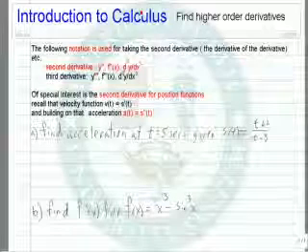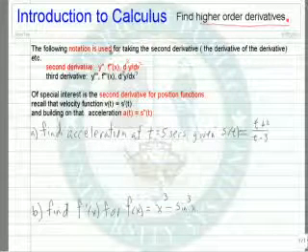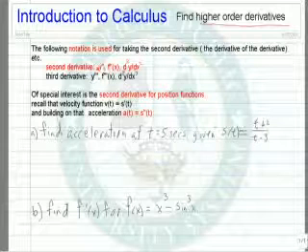We now want to look at finding higher order derivatives. The notation used for the second derivative is y double prime, f double prime of x, d squared y over dx squared. Please notice the second derivative is actually the derivative of the first derivative. We can continue this process.